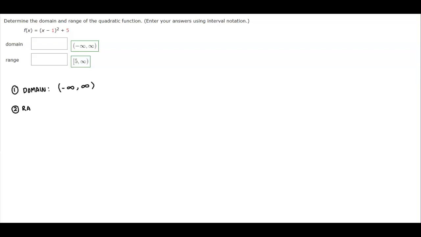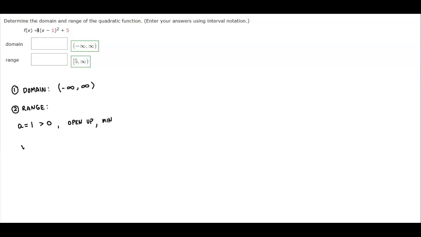Okay, now what we want to do is find the range of this function. So the first thing we need to do is look at the leading coefficient, which is equal to 1. We know that that is greater than 0, and if it's greater than 0, that means it's going to open up, and that means that we're going to have a minimum value.